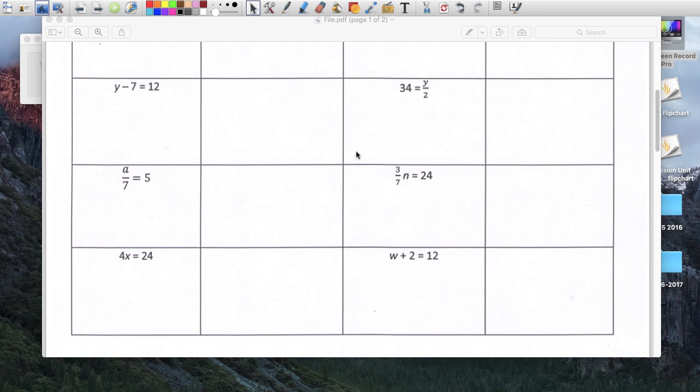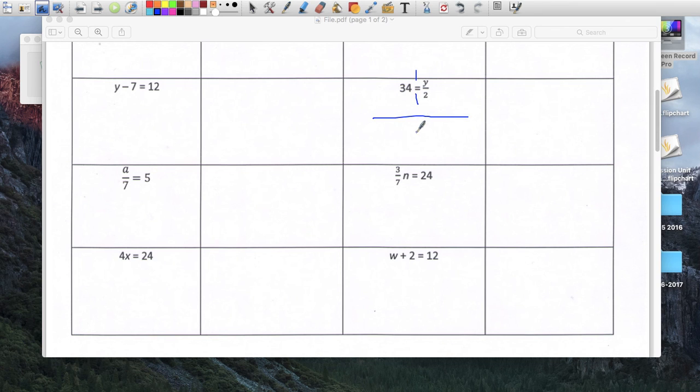Let me do another of these. Let me do this one, because this one looks a little different. So 34 equals y divided by 2. Okay, so the opposite here of division is multiplication. Okay, so I'm going to go, and again, I like to split mine.